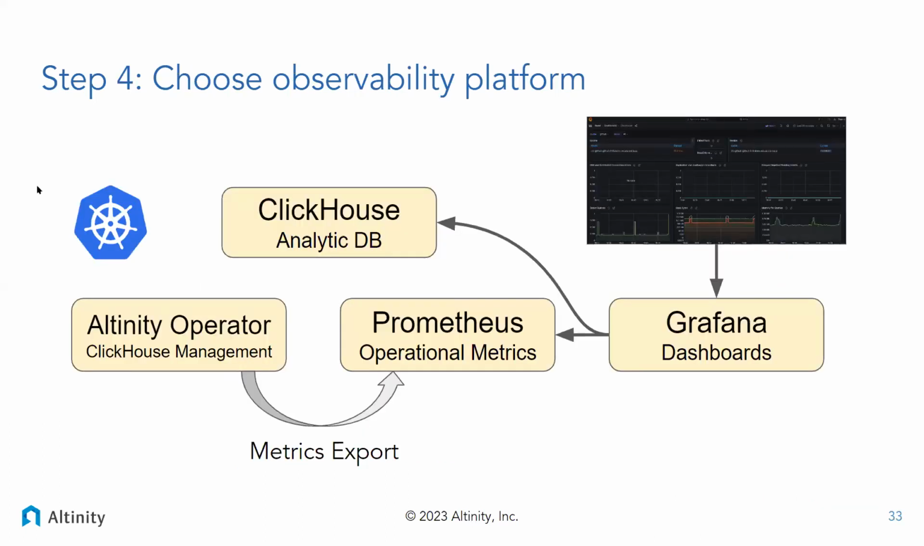Fourth thing is you need to choose your observability platform. There are many of these available, but one that's particularly powerful in Kubernetes is to use Prometheus. That's virtually universal for doing analytics. It's a time series database. It will collect your data out of things like the Altinity operator, which will automatically export metrics, and then you use Grafana to build dashboards.